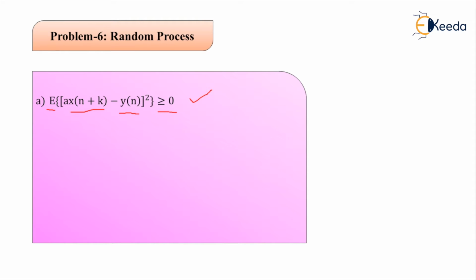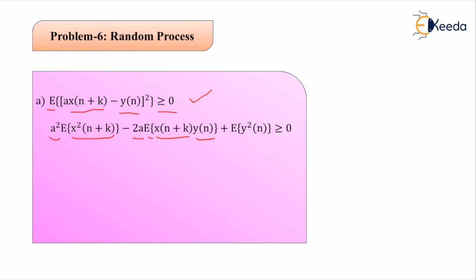Now as the expected value function, we have the square bracket squared here. So let us have expansion of the square. As we have two terms, in general we can say a minus b, the bracket squared. The square expansion can be of the form given in the next equation. Here the first term we obtain is a square multiplied to the expected value of x square as a function of n plus k, minus twice of a into the expected value of x of n plus k multiplied to y of n, whereas the third term is also a square term.